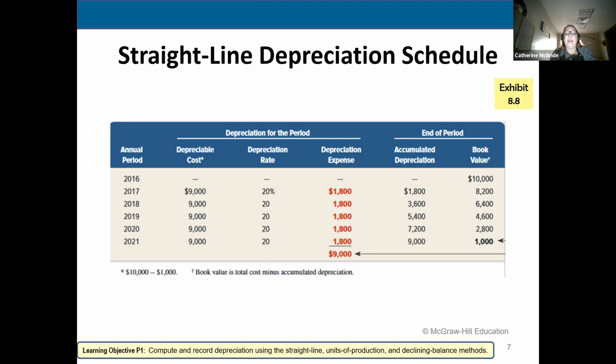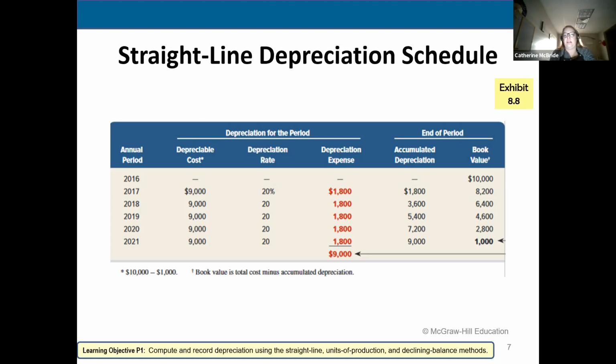Now, the way we calculated the rate is really important because you're going to need this for declining balance. So here's what we did. The life is 5 years. So every year we take 1/5, 1 divided by 5. That's 20%.